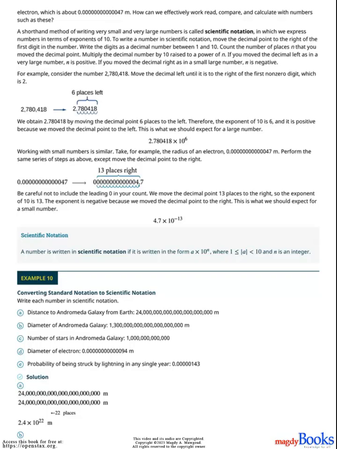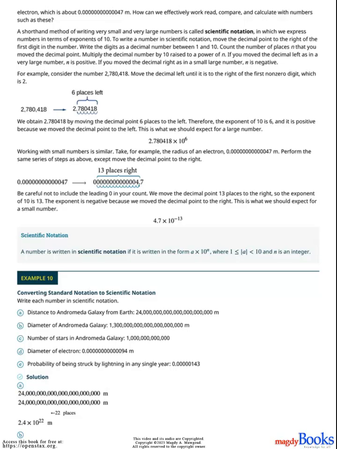A. Scientific notation. A number is written in scientific notation if it is written in the form a multiplied by 10 to the power of n, where 1 is less than or equal to the absolute value of a, which is less than 10, and n is an integer.